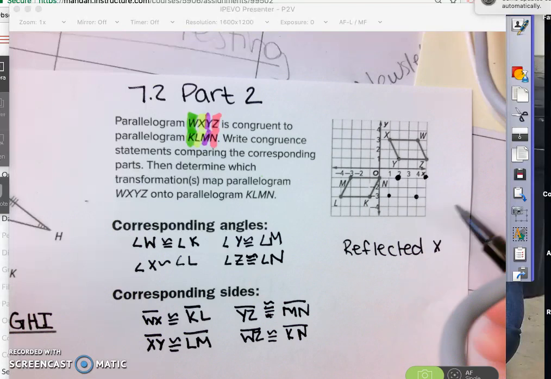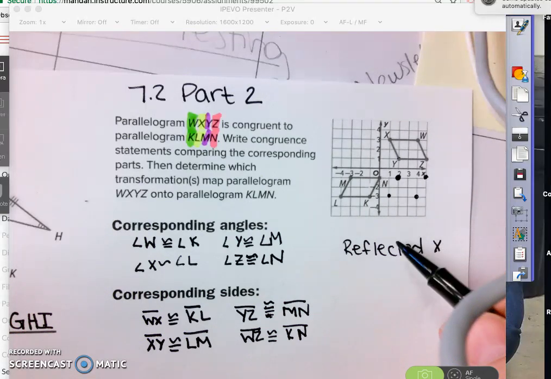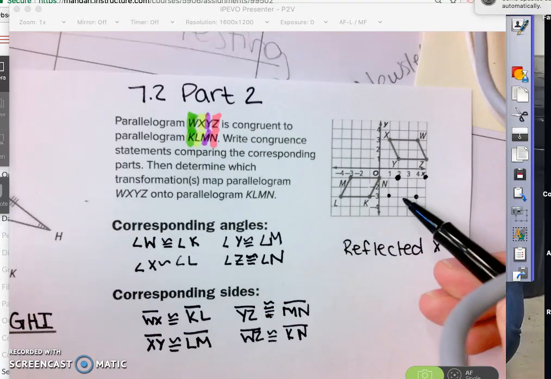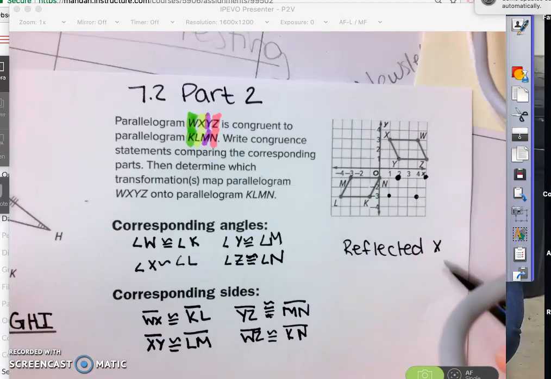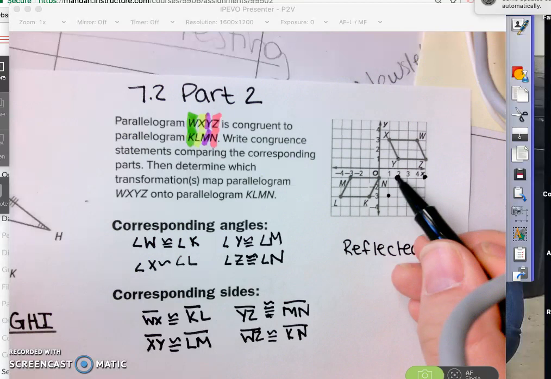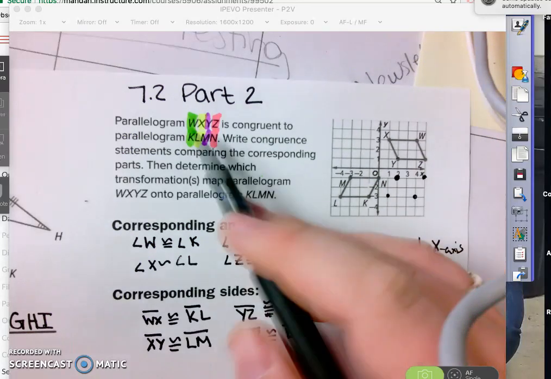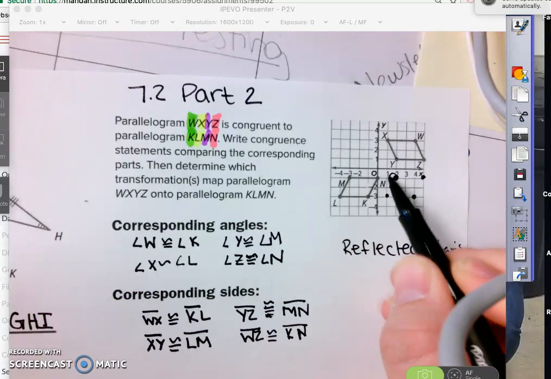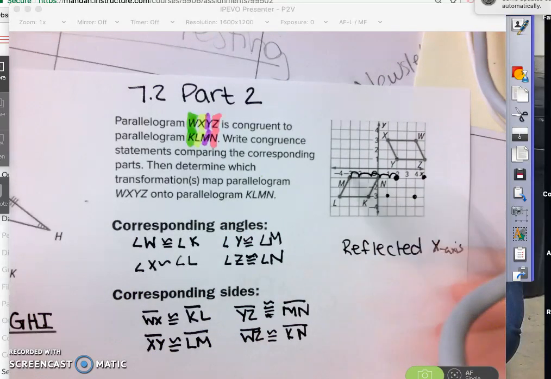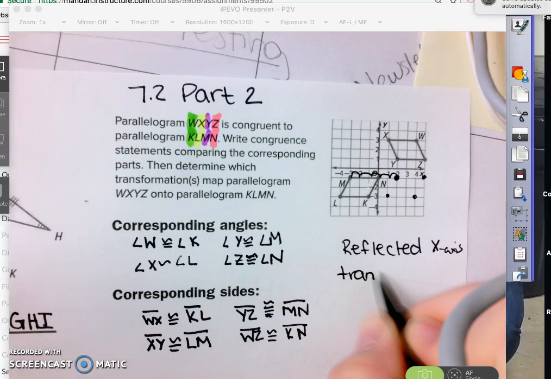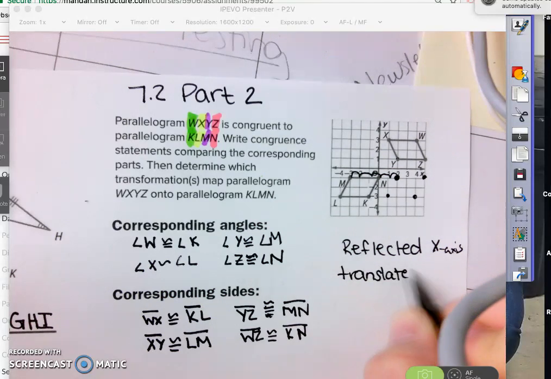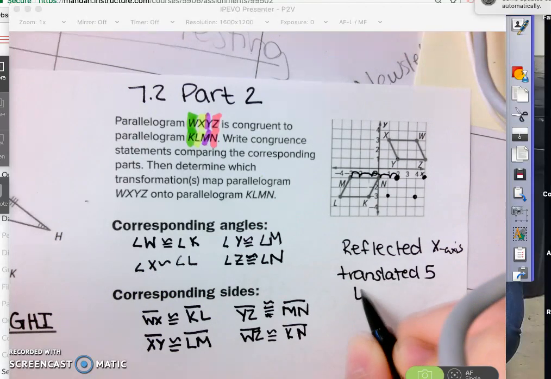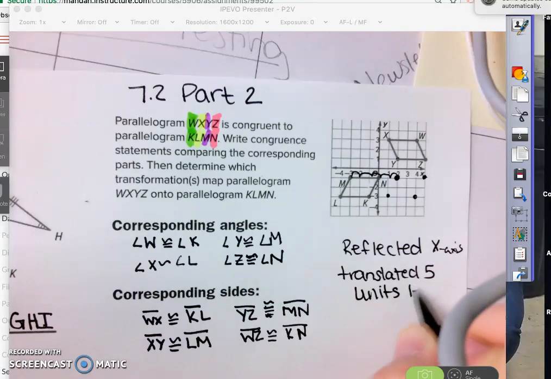And I would use all four until we get really good at it. So I flip this down, I reflected it across my x-axis, and then I need to move it from here. My Y is the same as my M, so I need to get it to here. So I need to go 1, 2, 3, 4, 5. So translated 5 units left. Okay.